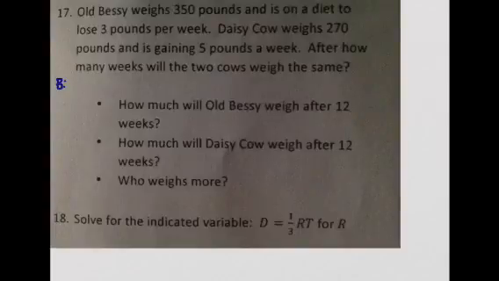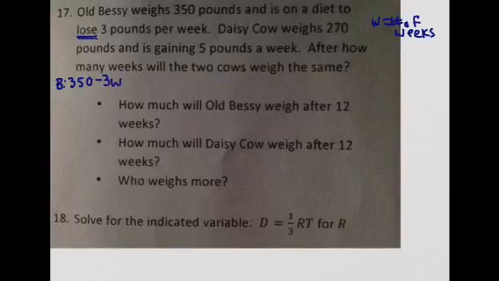All right, so 17 is talking about two cows. Old Bessie, who's losing weight, starting at 350 pounds. And let's call W the number of weeks since they've started measuring, okay? So 350 for her, minus, because it says losing 3 pounds each week, so 3W.